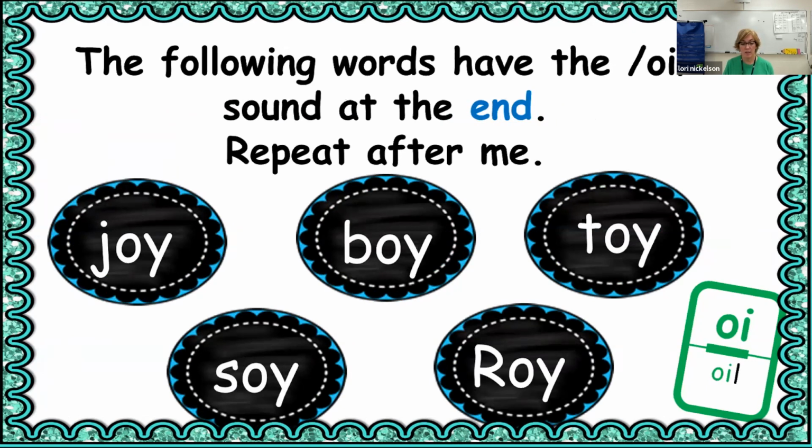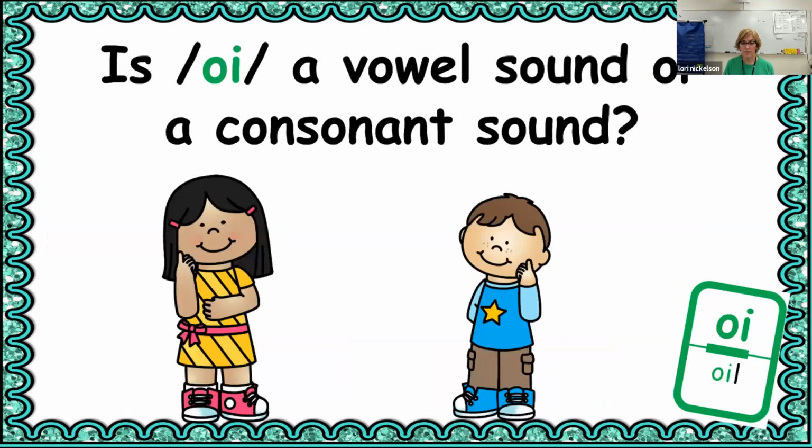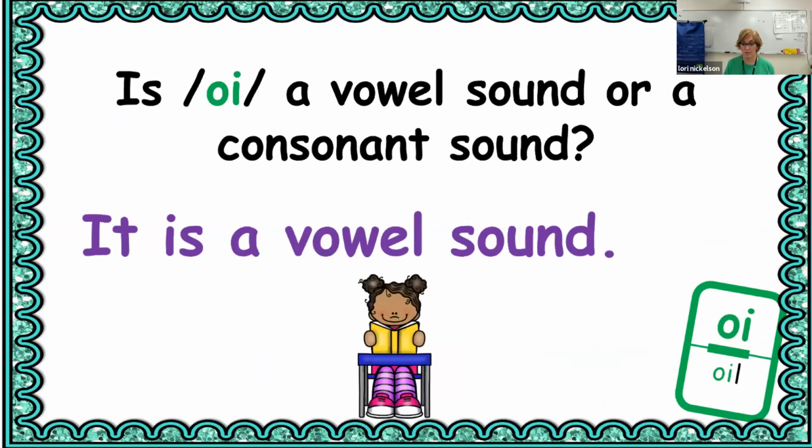The following words have the oi at the end. Repeat these after me. Joy, boy, toy, soy, and Roy. Notice they all are spelled with the OY and have the oi sound. Is oi a vowel sound or a consonant sound? It's a vowel sound.